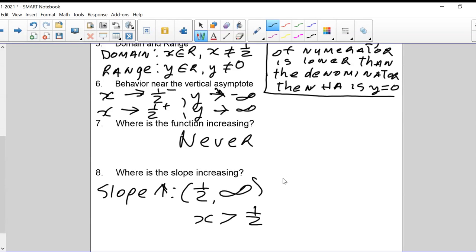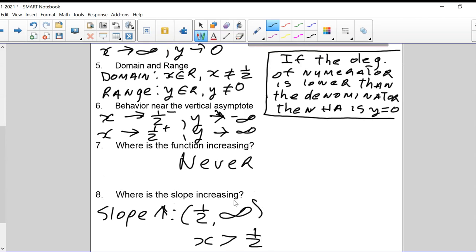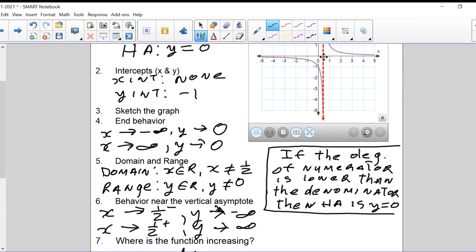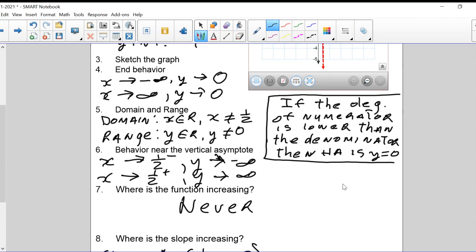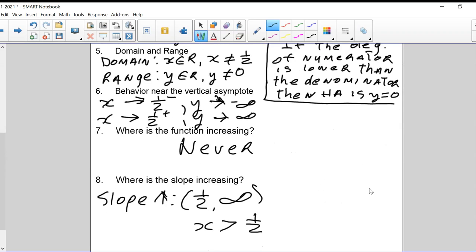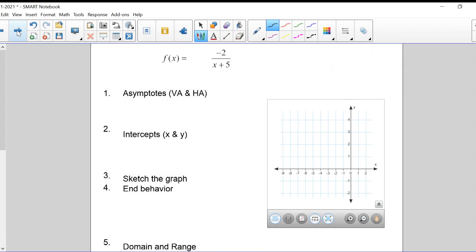Okay, now we're back on the smartboard. And remember, we agree that anywhere after a half, anywhere after this vertical asymptote is where the slope of the function is increasing, because of that counterclockwise rotation. Let's move on. We'll try to squeeze in one more graph, this one right here, minus 2 over x plus 5.